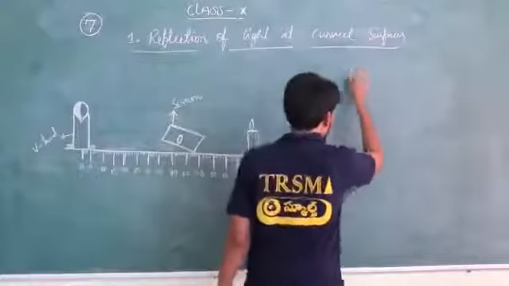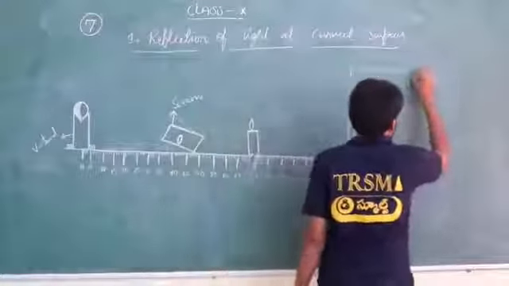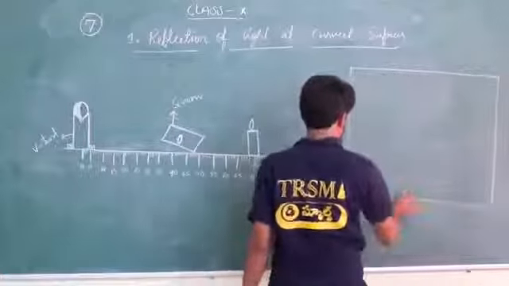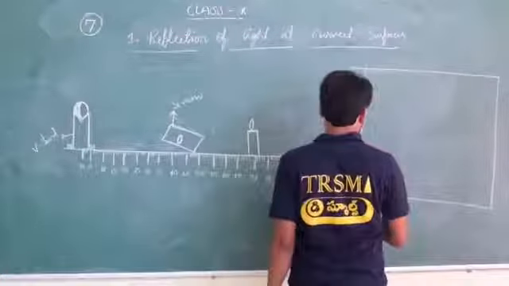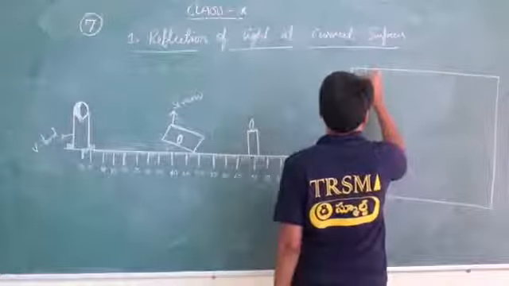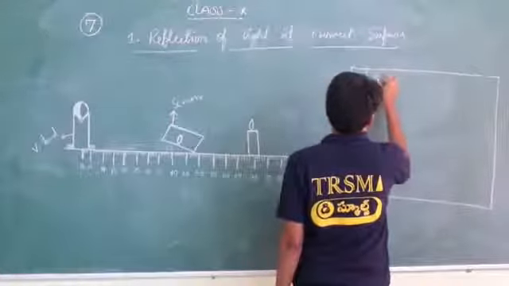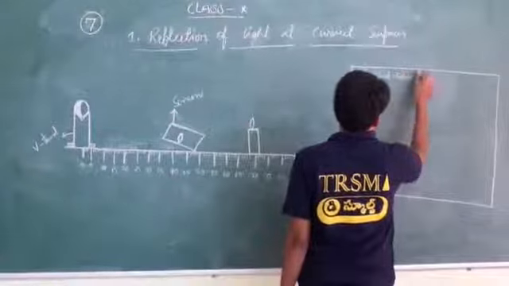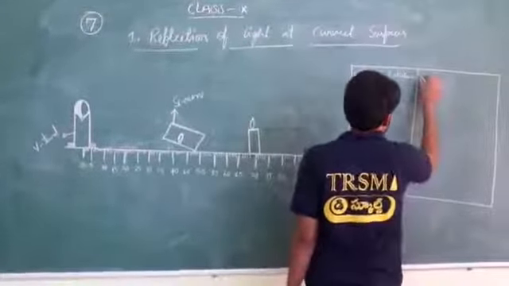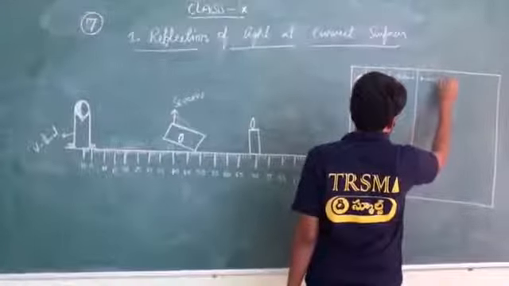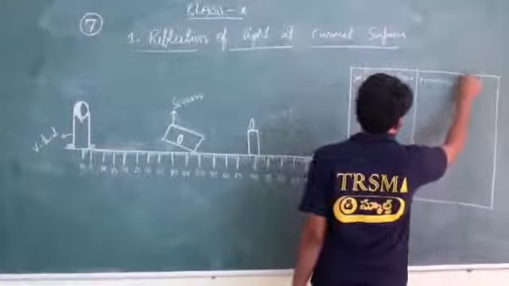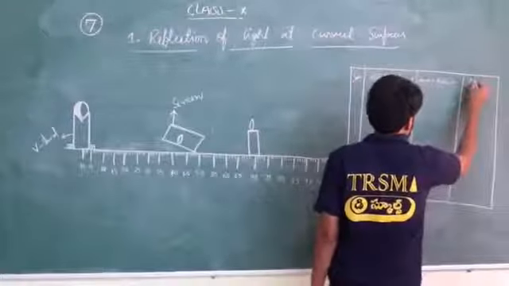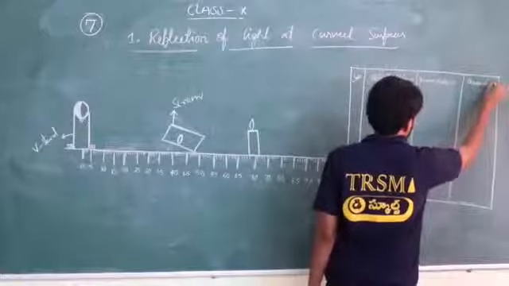Now make a table in your notebook with columns: serial number, object distance, image distance, and characters. Mention the characters also.